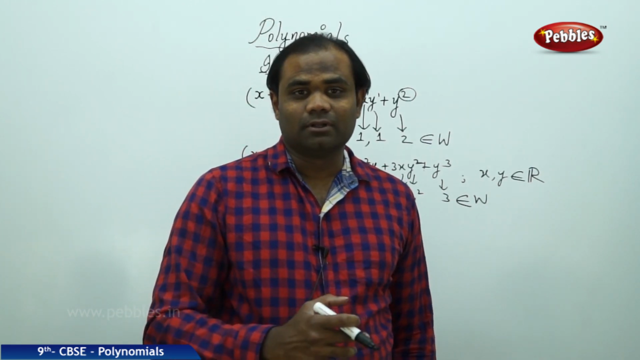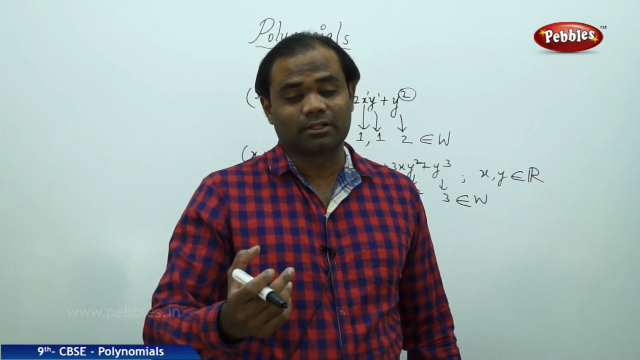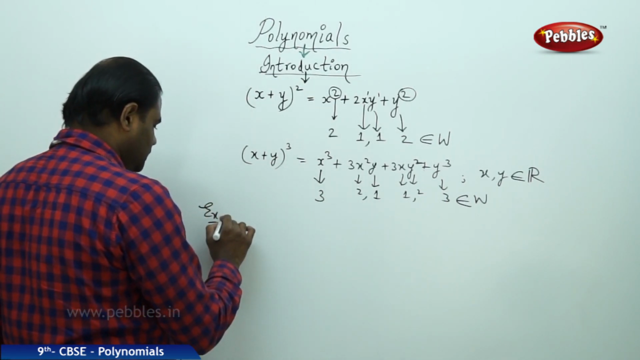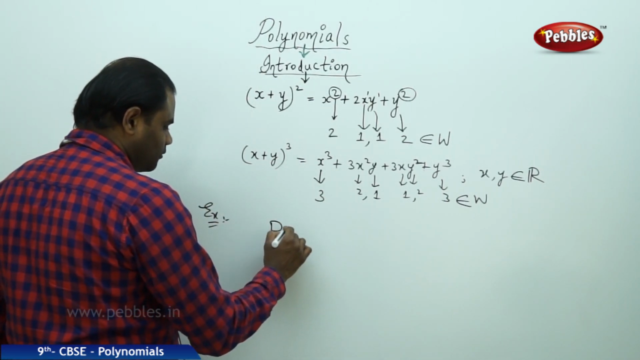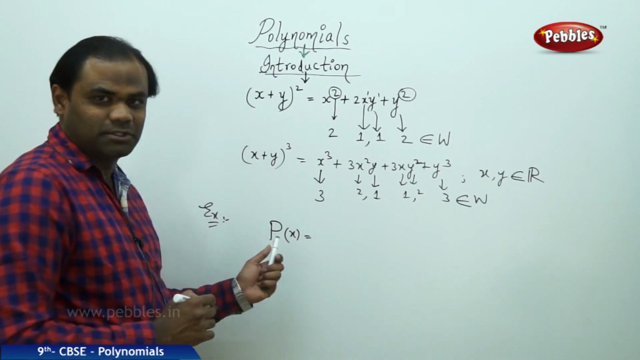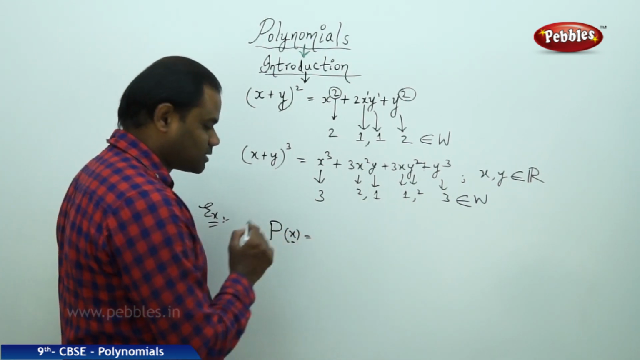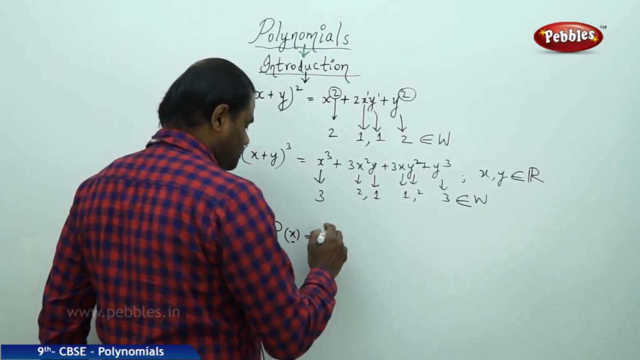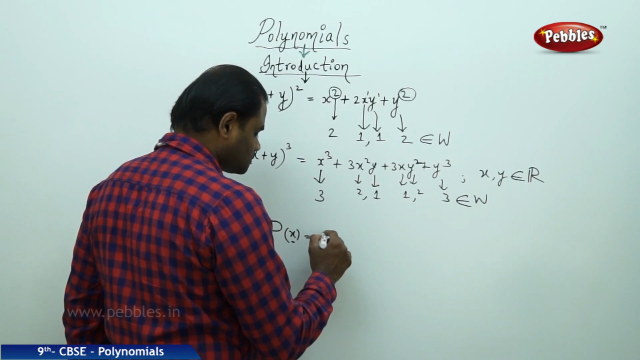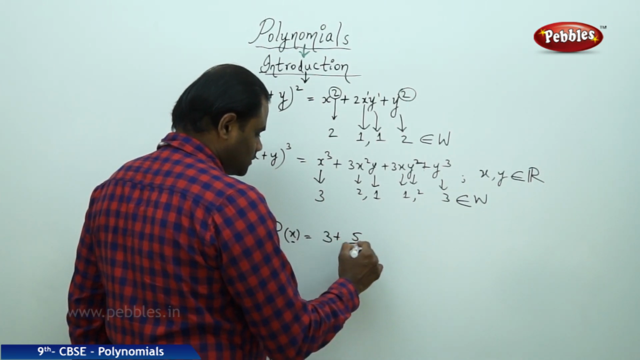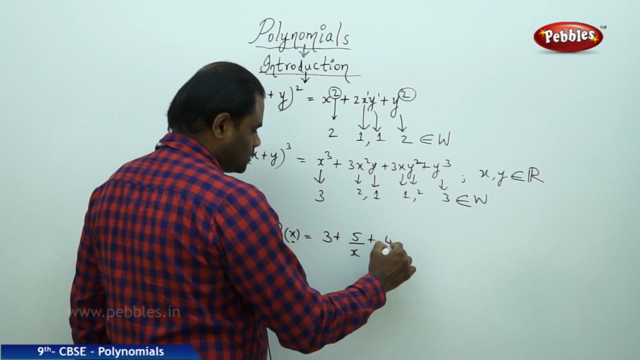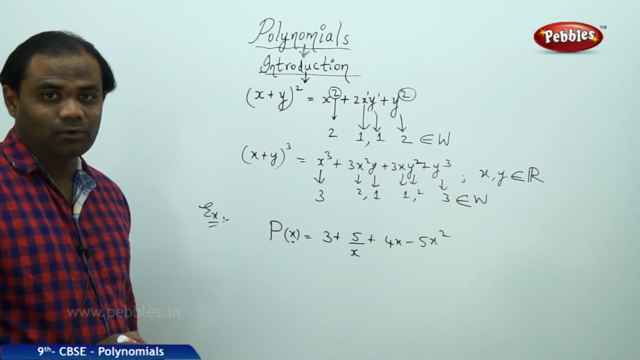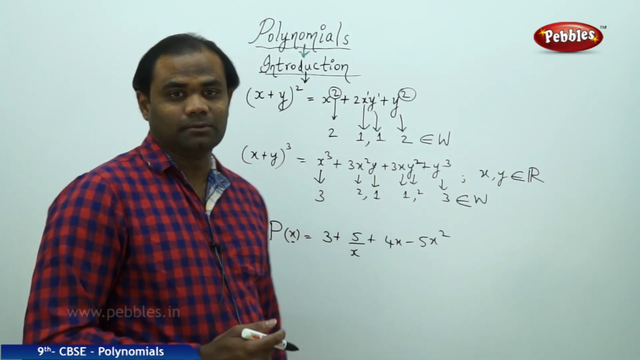Let's see an example which is not a polynomial to understand the concept better. For example, I have, say, P of x. I denote the polynomial with P of x, which indicates a polynomial in variable x belonging to R. Then if I have this to be 3 plus 5 by x plus 4x minus 5x square. And let's see what each of the powers is here.